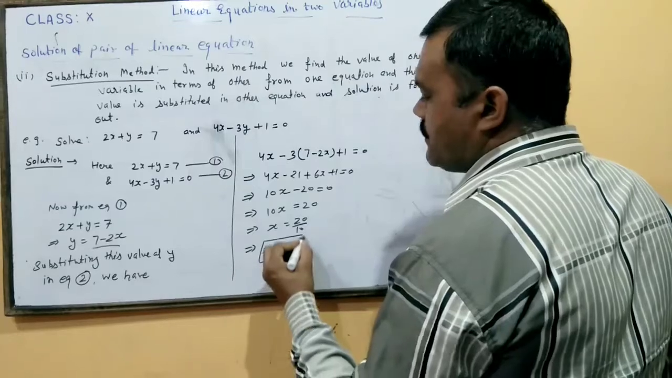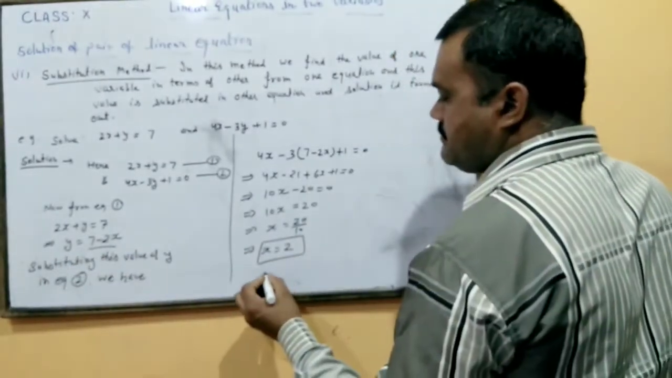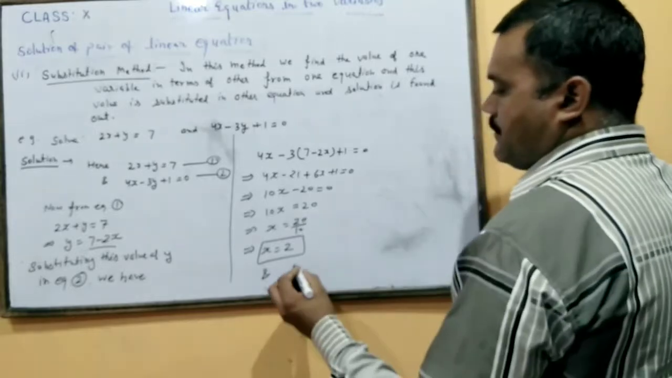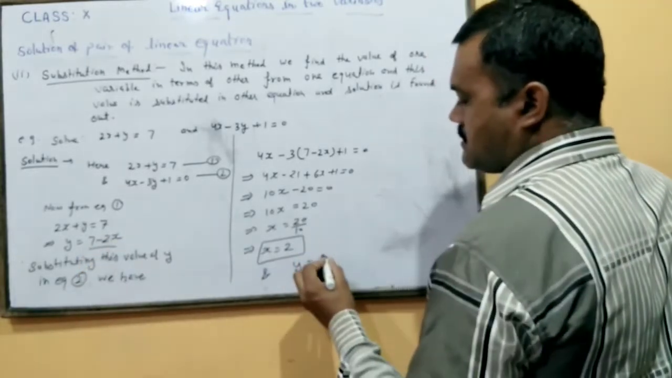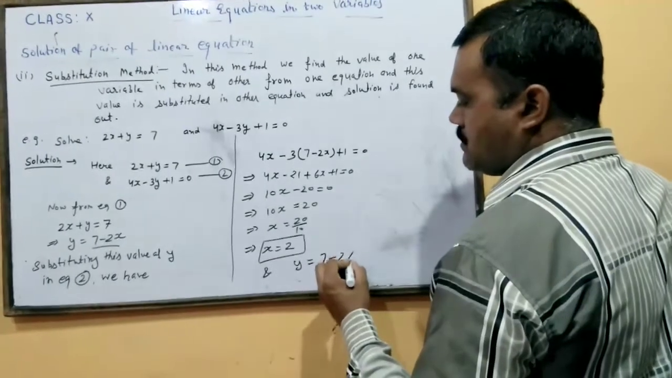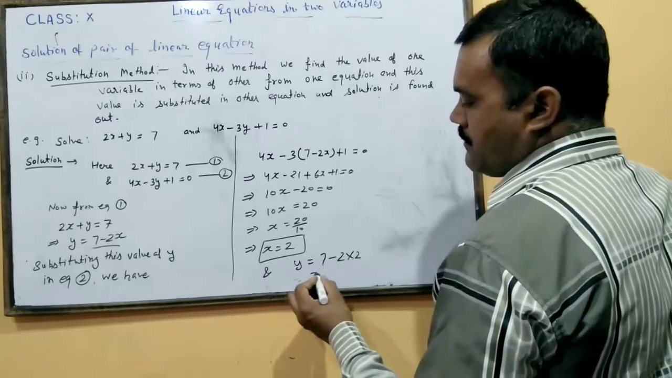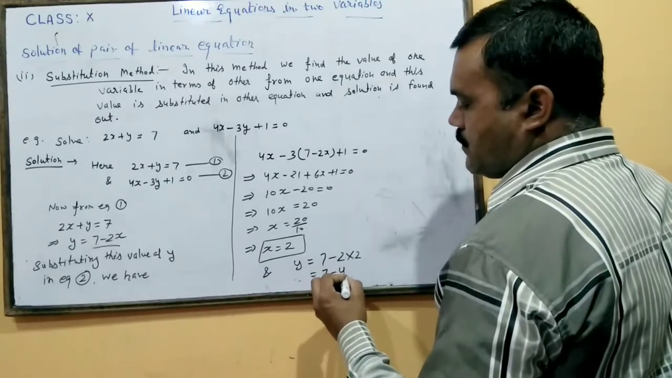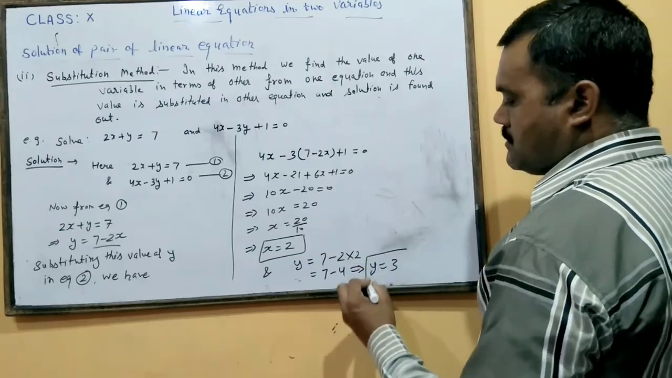So this is one value, and the other value will be calculated here. y is equal to this 7 minus 2x, 7 minus 2 into x is 2, so 7 minus 4, therefore y is equal to 3.